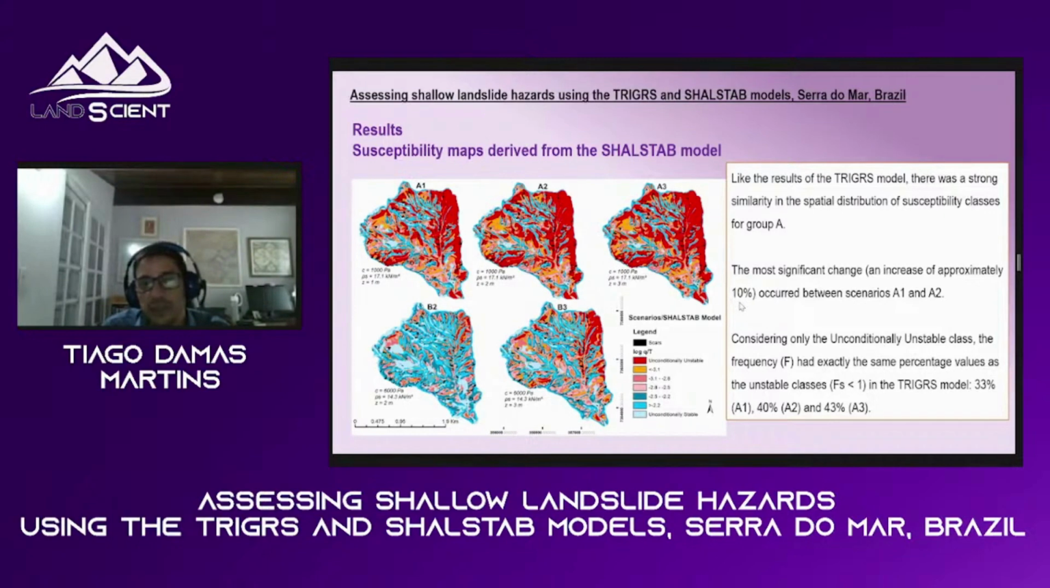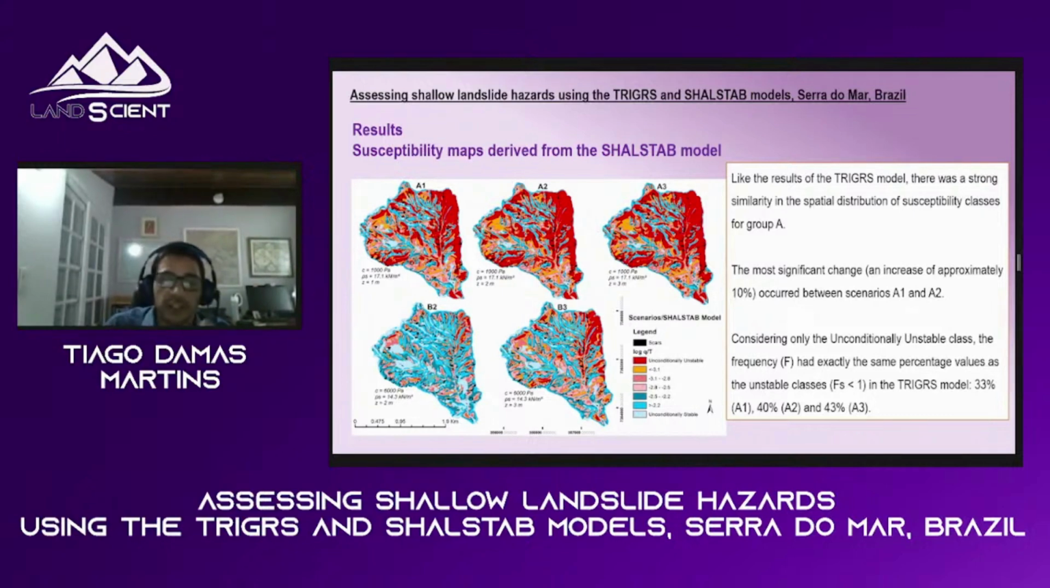And consider only the unconditionally unstable class, the red one, the frequency. Frequency is a parameter that was not present before, but is the distribution of the class along the watershed, has exactly the same percentage values as the unstable class of TRIGRS. In other words, TRIGRS and SHALSTAB present the same amount of unstable areas, lower than 1, as SHALSTAB presents as the unconditionally unstable area.